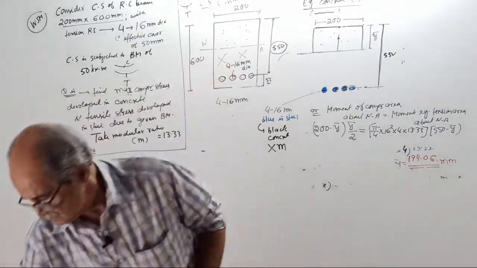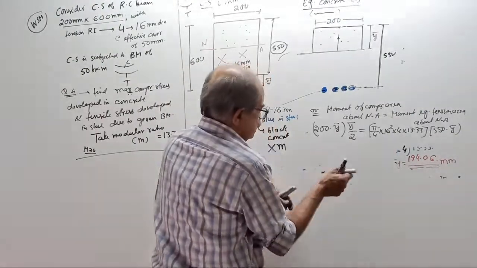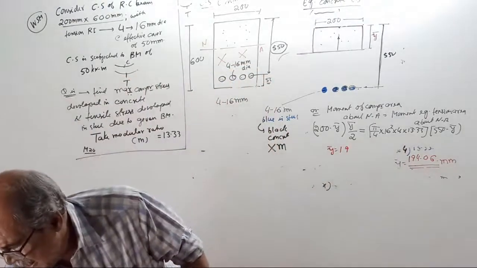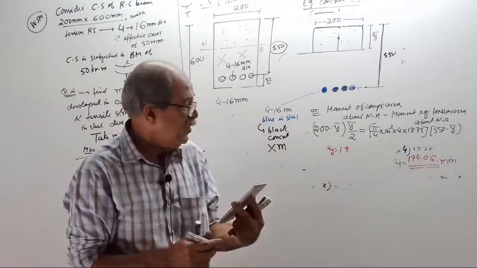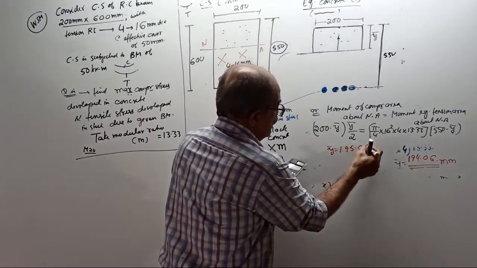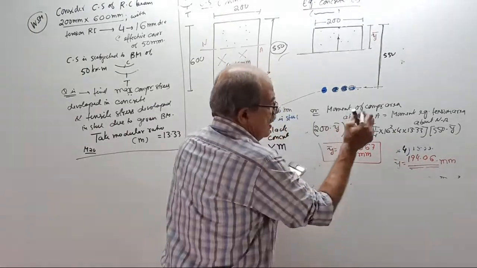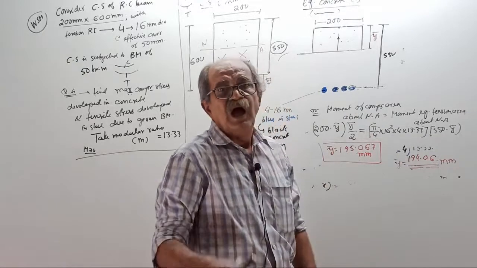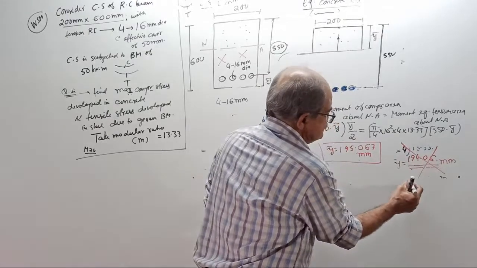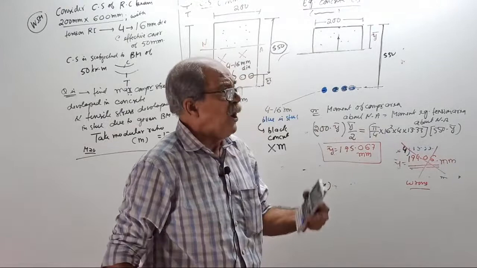195.067. It is y bar equal to... you made a mistake there. See, the earlier value given by you is slightly wrong. It will come 195.067.